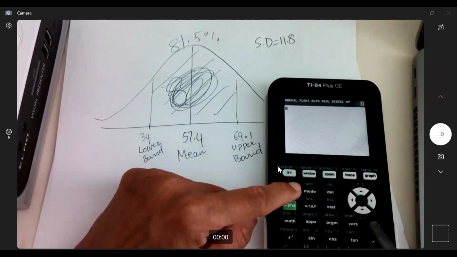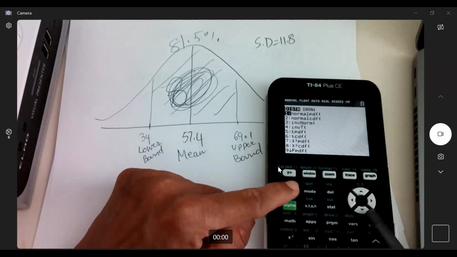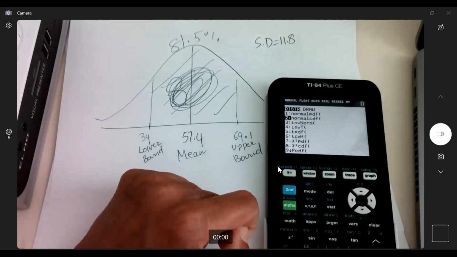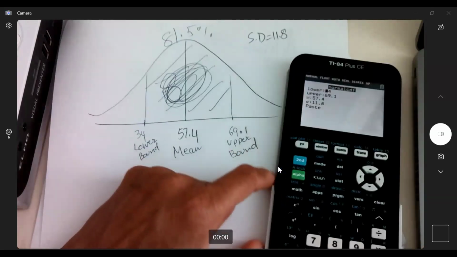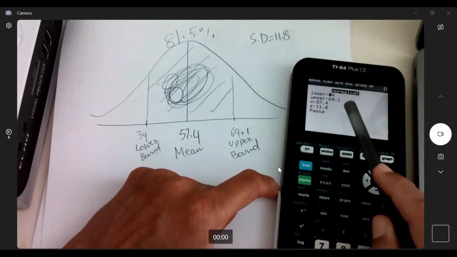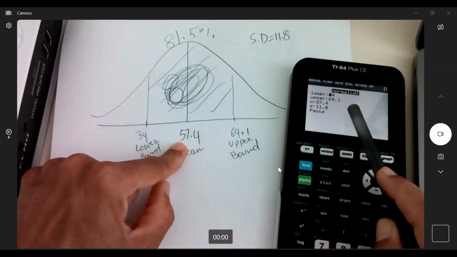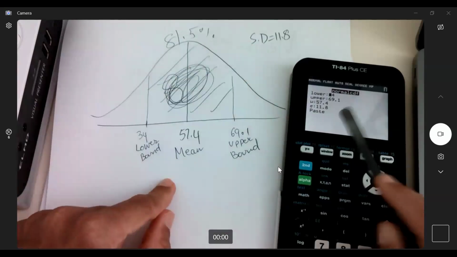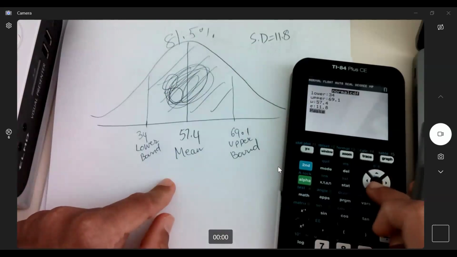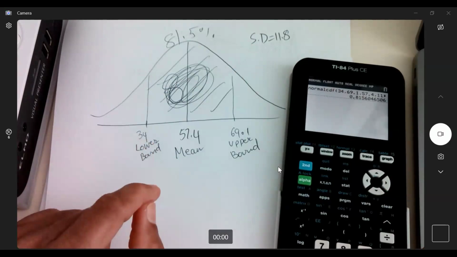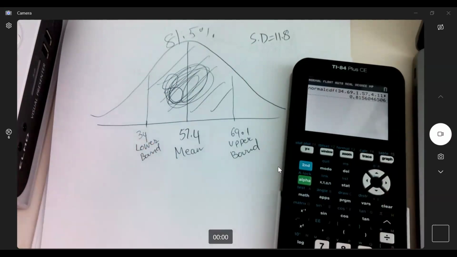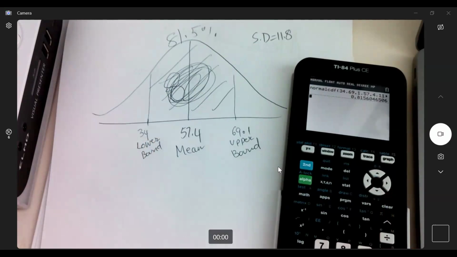So second distribution, normal CDF, not the PDF, CDF, and then enter. Then lower is 34, upper is 69.1, mean was 57.4, standard deviation was 11.8, and then we go down, press enter, and then one more time press enter, and we should have the answer, 0.8156. Okay, I think I know what I did. I didn't enter the other two numbers, that's why. Okay.